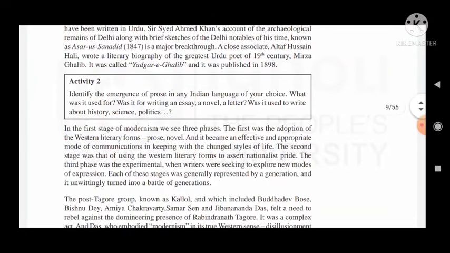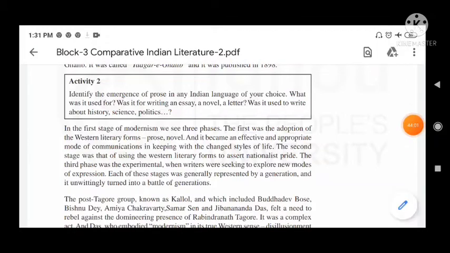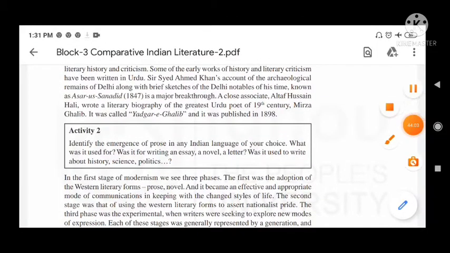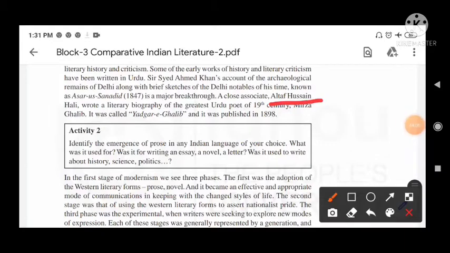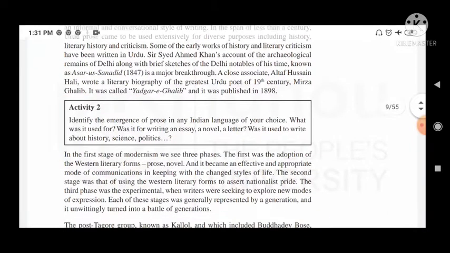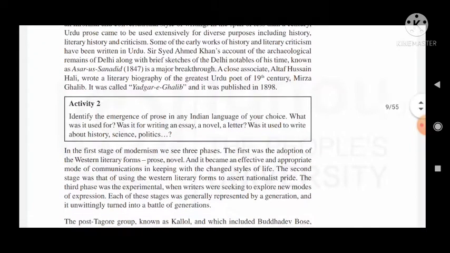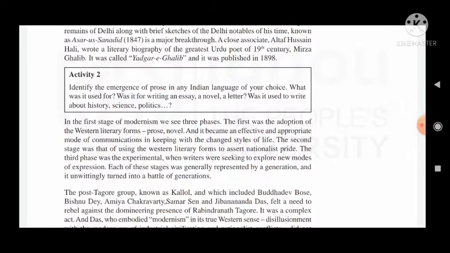A close associate, Altaf Hussain Ali, wrote a literary biography of the greatest Urdu poet of the 19th century. Here is the main key point you can note down. Altaf Hussain Ali wrote a literary biography of Mirza Ghalib. It was called Yadgar-e-Ghalib and it was published in 1898.